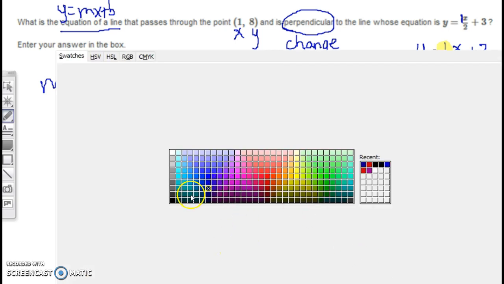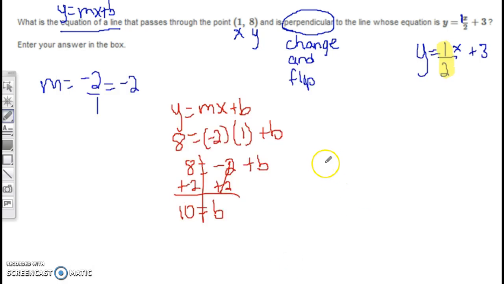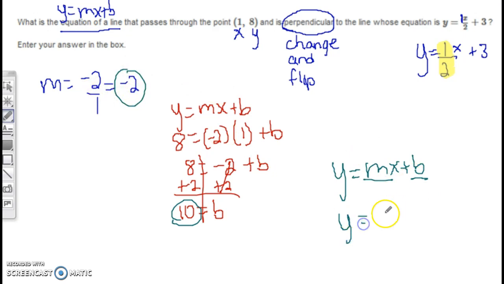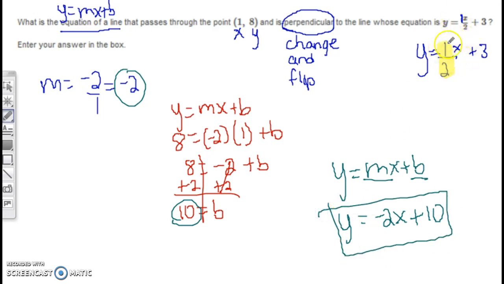So we are finally ready to write our final answer. Now our final answer is going to be the equation of a line. We now know the slope is -2, and we know the b value is 10. So here we go. The slope is -2x plus 10. That is the equation of our line perpendicular to that original line passing through that point.